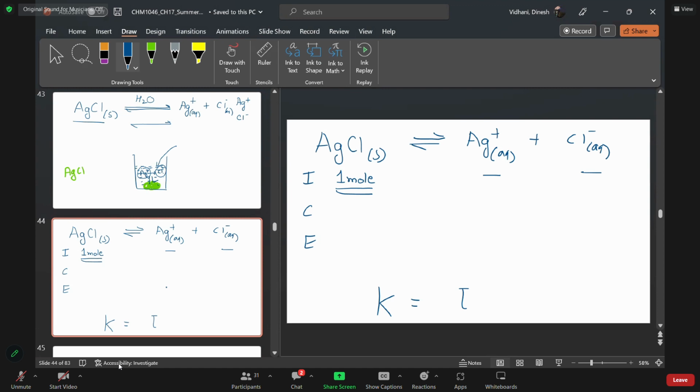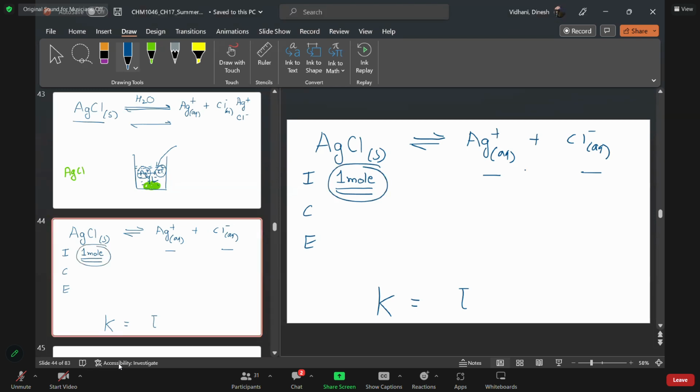Suppose I give you 1 mole of silver chloride and I put it in water, right? The way we did for acetic acid, we put that in water and we said that initially this was the amount of acetic acid, the change was X, and then final was the amount that we actually found out using the ice table. In this case, can we use 1 mole?